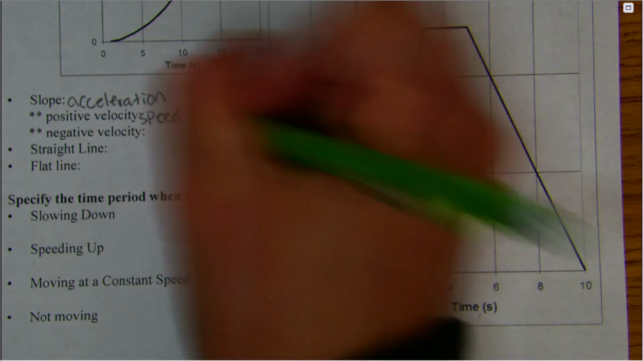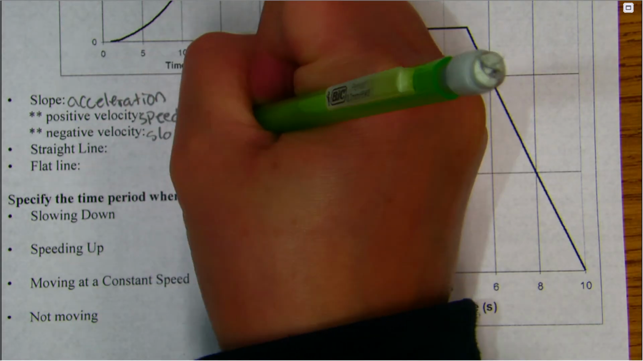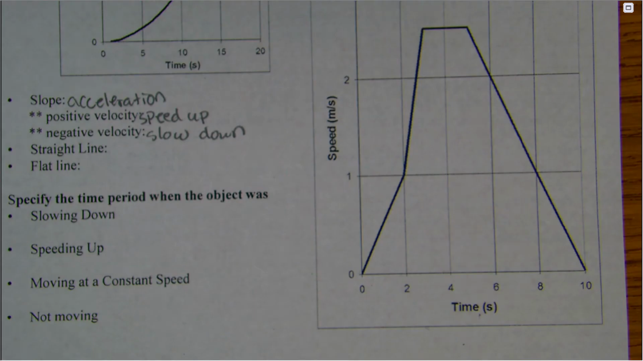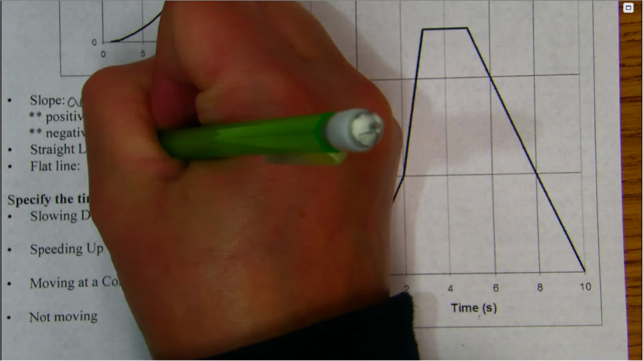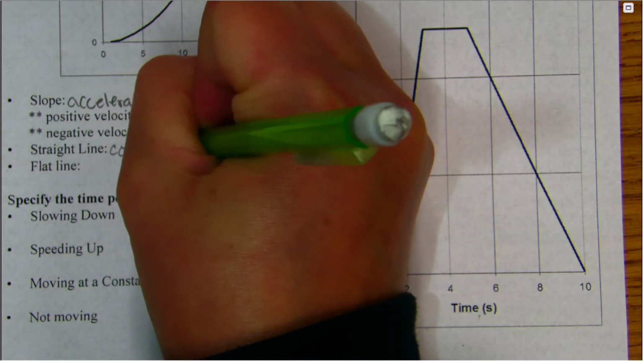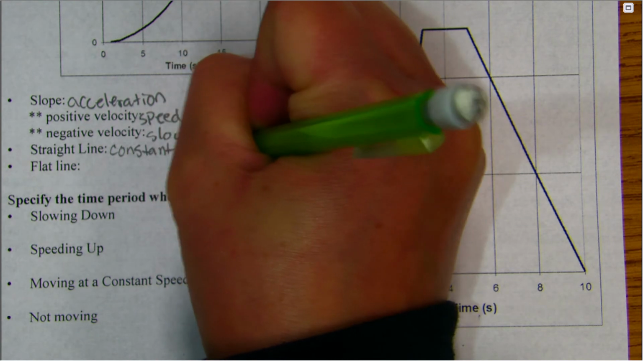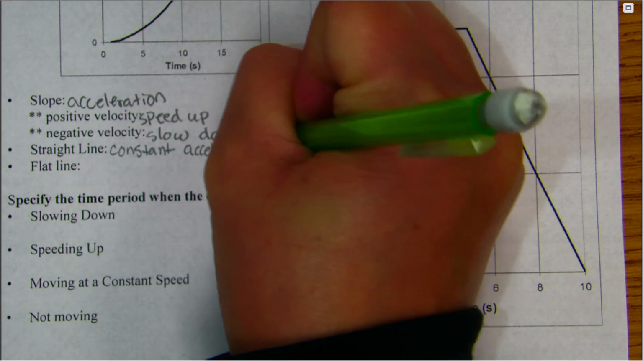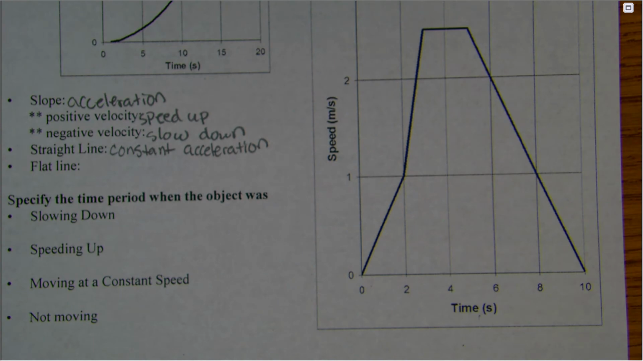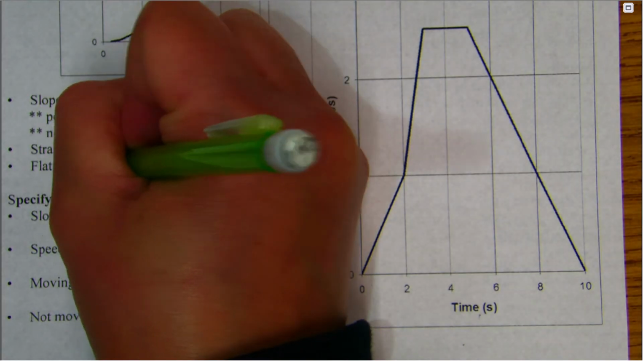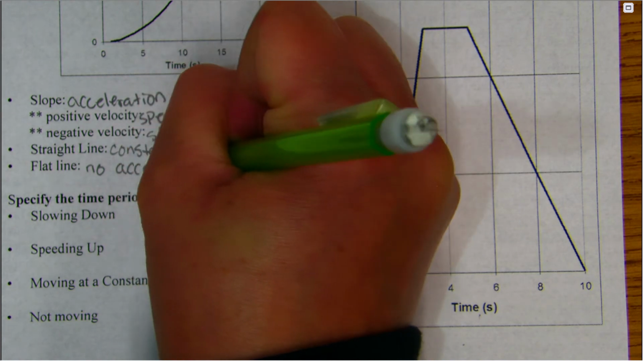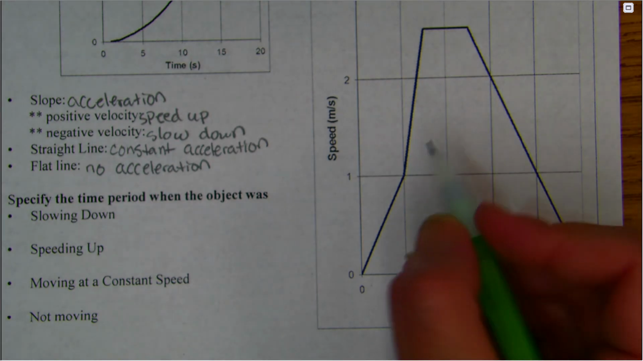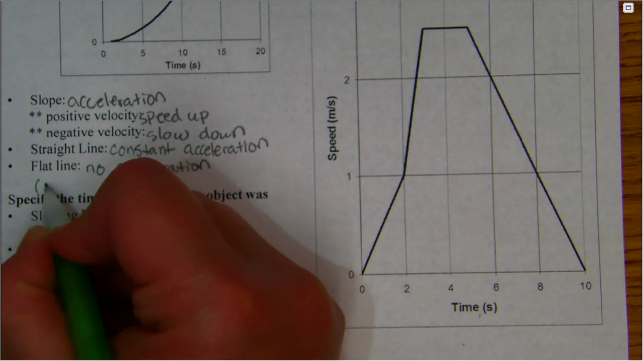A negative slope means we are slowing down. A straight line means we have a constant acceleration. And if the line is flat, that means we have no acceleration. And so in this case, we have a constant velocity.